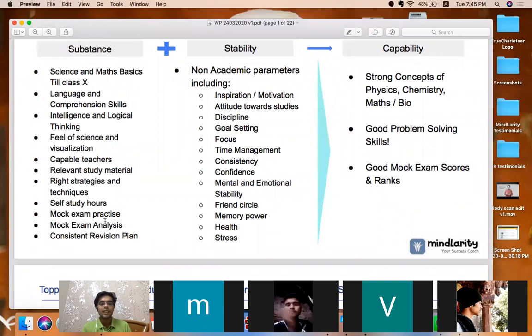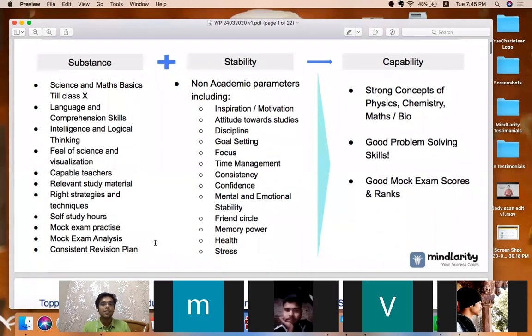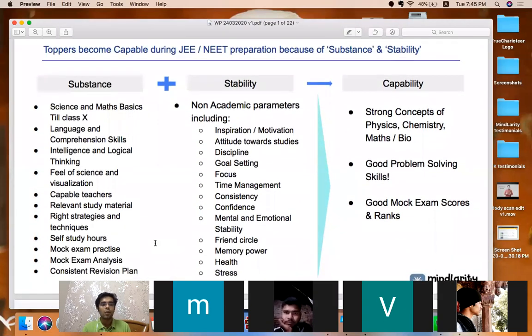Then comes the mock exam practice. So ideally, the frequency of mock exam in your coaching should be once in 3 weeks in 11th standard. While when you come in 12th standard, the ideal frequency of mock exams is divided into 4 quarters. So first quarter of 12th, which is April, May, June, the frequency should be once in 2 weeks. The second quarter of 12th, where June, July, August, the frequency should be once a week.